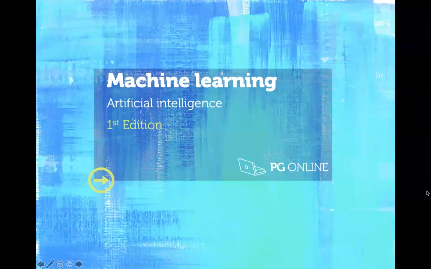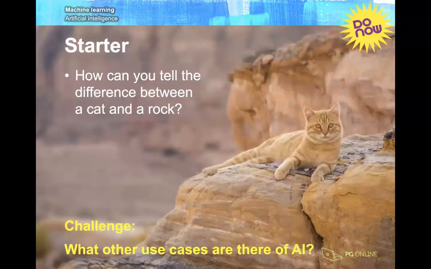Okay, so this lesson is about machine learning. It's lesson 2, following artificial intelligence. So let's start with just pausing your screen, but before that, how can you tell the difference between a cat and a rock? What characteristics can you think of? And if you finish that, what other use cases are there for AI?